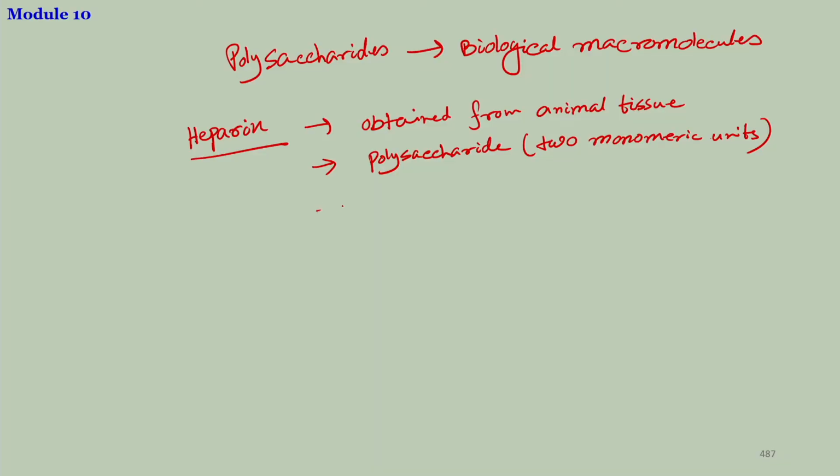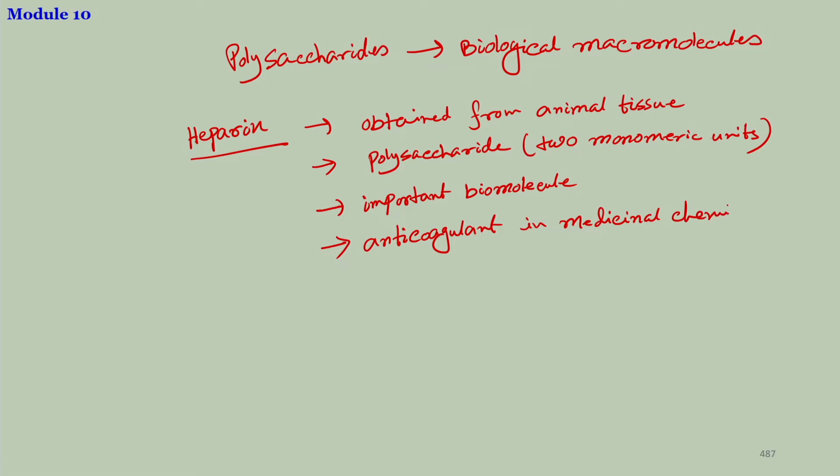I will show you the structure. It is an important biomolecule and it is widely used as an anticoagulant in medicinal chemistry. Heparin is in the market, it is used as an anticoagulant. So, clinically used.